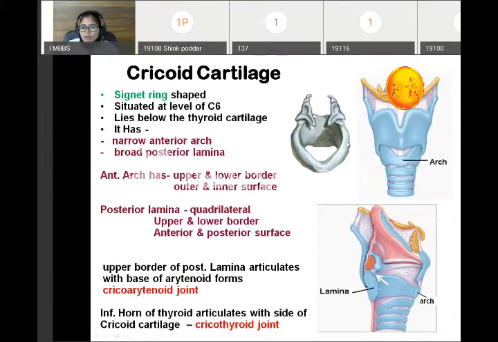Now this is the outer surface of the anterior arch. The outer surface of the anterior arch gives origin to one intrinsic muscle of the larynx, that is cricothyroid. We will see later on in detail about that. Just remember, this outer surface gives attachment to the cricothyroid muscle.